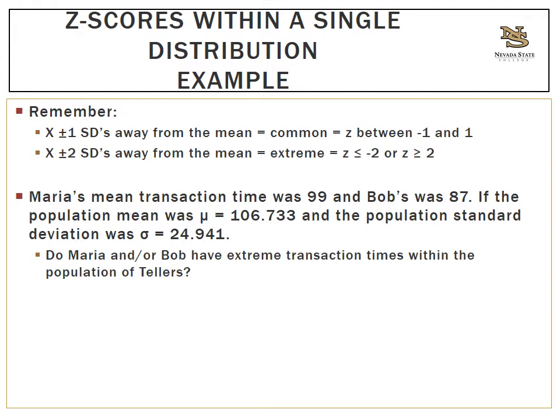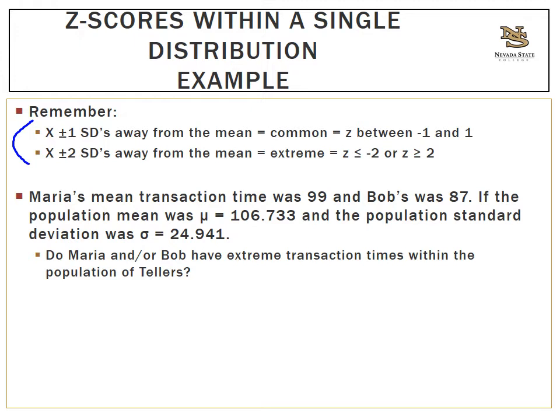So now let's take a look at another example, remembering again the criteria for what's common and what's extreme. Looking at our Chase tellers again, Maria's mean transaction time was 99 and Bob's was 87. And in the population of tellers, the mean transaction time was 106.733 and the standard deviation was 24.941. So let's say the manager at Chase Bank wants to know, do Maria and/or Bob have extreme transaction times within the population of tellers? Maybe they're going to target people with extreme transaction times with training or something. They're trying to make a decision.